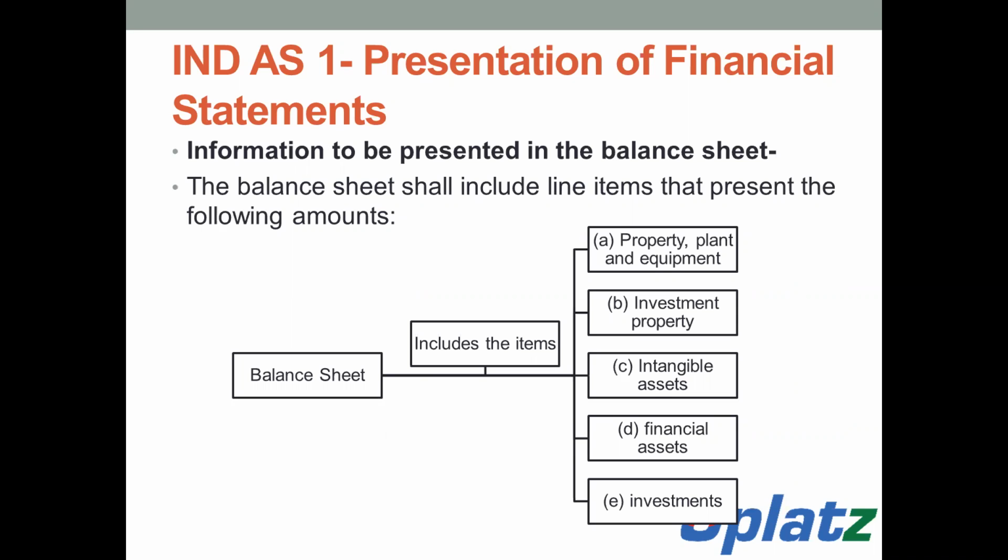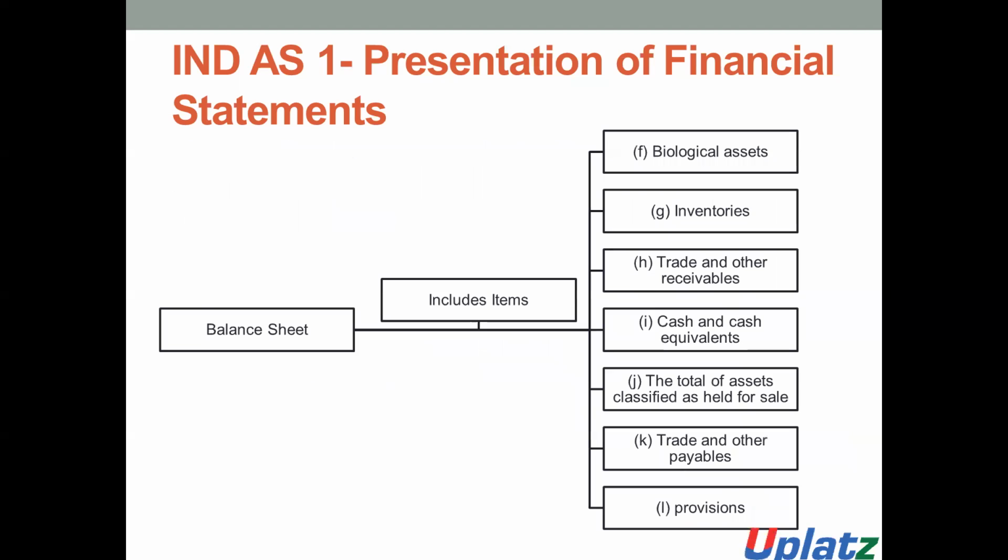Number one, property, plant and equipment. Number two, investment properties. Number three, intangible assets. Number four, financial assets. Number five, investments. Number six, biological assets. Number seven, inventories. Number eight, trade and other receivables. Next is cash and cash equivalents. Next, the total of assets which are classified as held for sale.